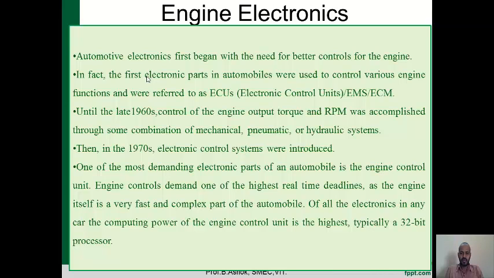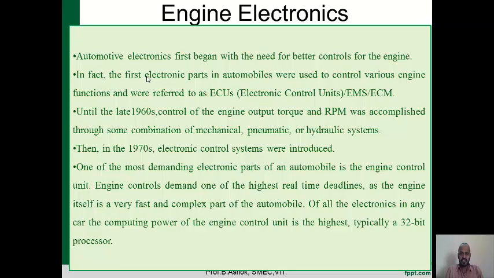One of the most demanding electronic parts of an automobile is the engine control unit. Engine control has one of the highest real-time deadlines, as the engine itself is a very fast and complex part of the automobile. Of all the electronics in any car, the computing power of an engine control unit is the highest. Typically a 32-bit processor is used.